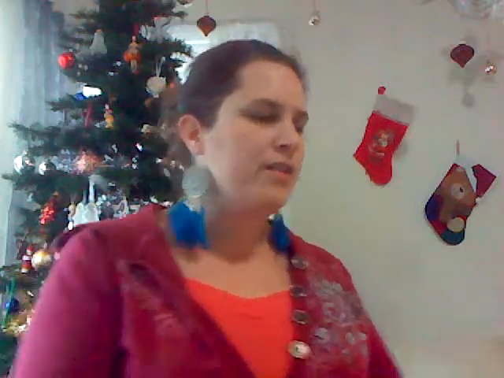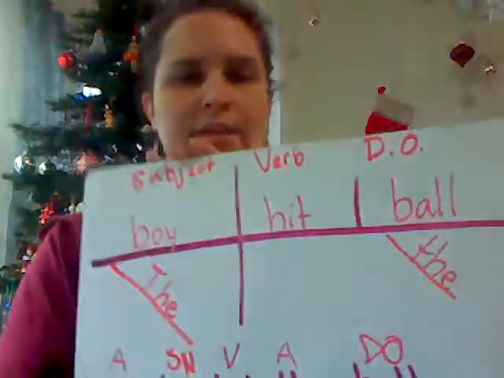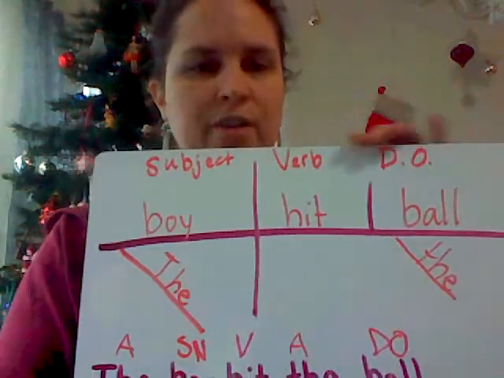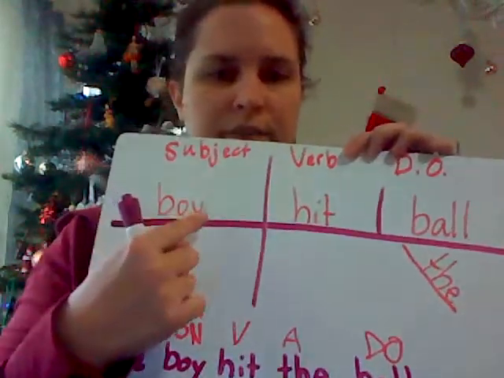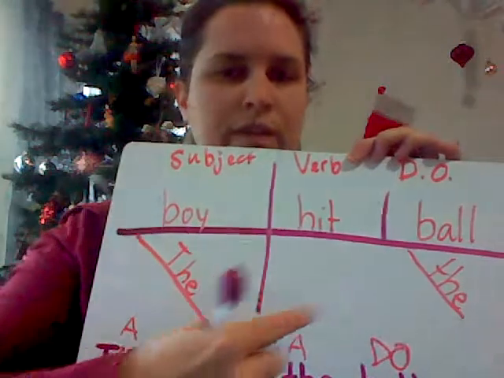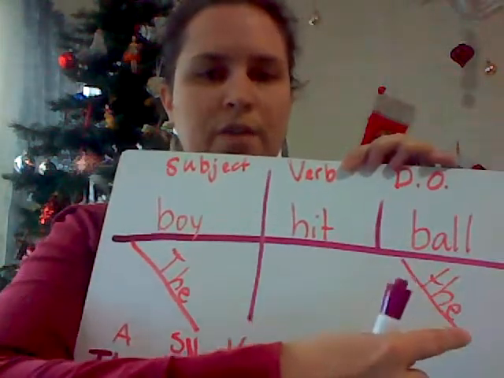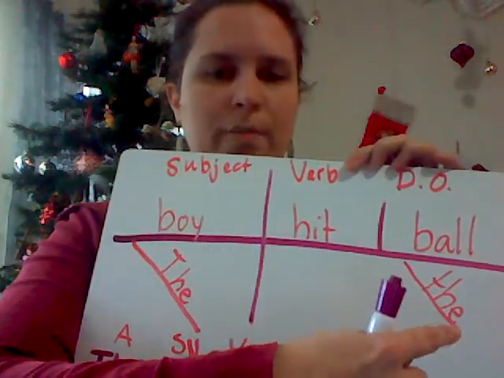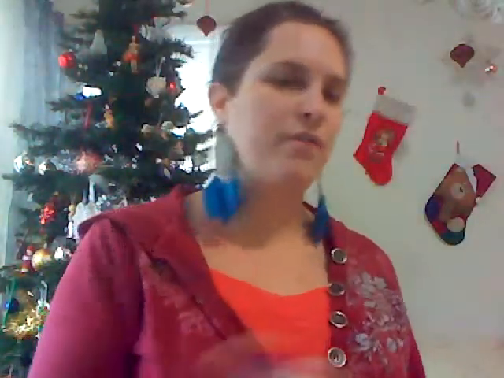So you can see here, again, for diagramming, we put our subject here, long line through it, hit, and then ball. The is modifying which ball? The ball. Which boy? The boy. Okay, so those are modifying or defining which ones.